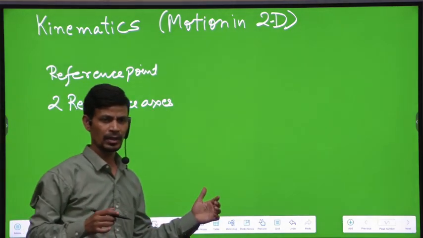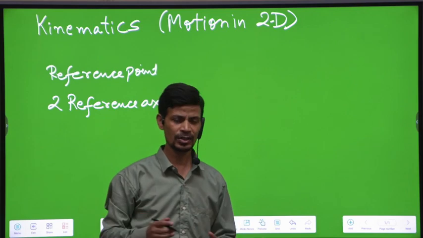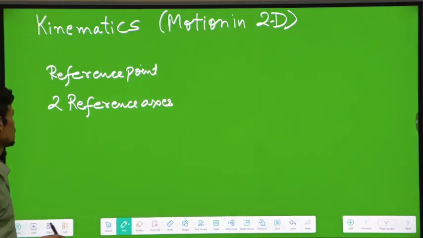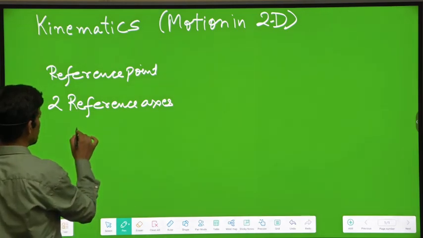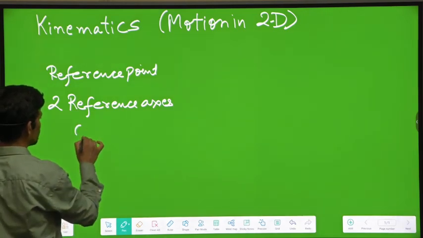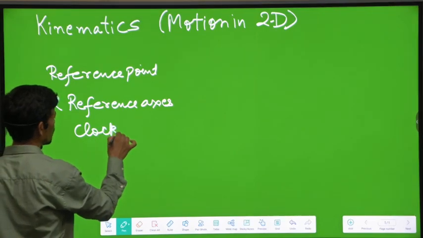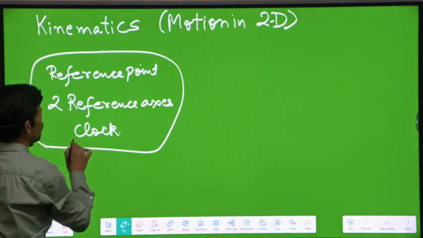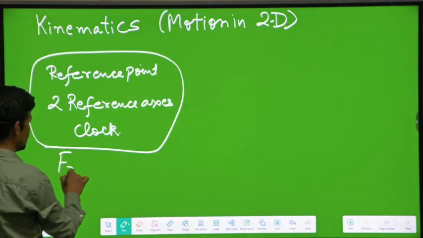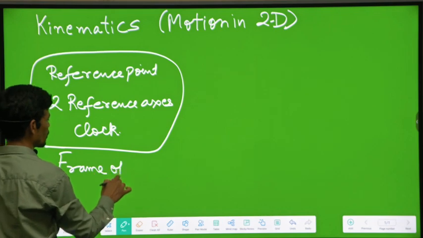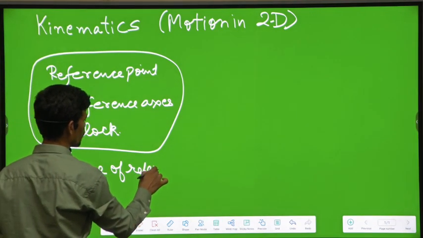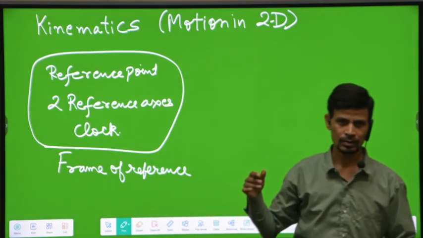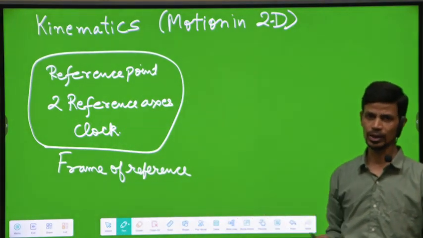Later on, I'm going to tell you about motion in three dimensions also. There we would require three reference axes and a clock for the time axis. These together form the frame of reference with respect to which we are going to study motion.